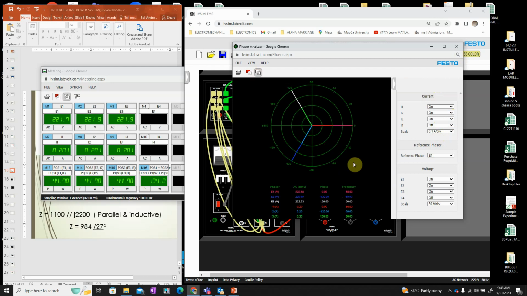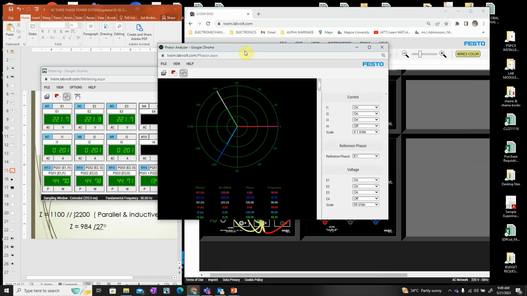So what happened here? The current is in phase with the neutral voltage. You can see here E1, right? If you look at this portion, E1 is 228 angle 0, E2 220 angle minus 120, E3 222 angle 120, and the current angle 0, angle minus 120. So they are in phase because our load is purely resistive load, right? It is purely resistive load.